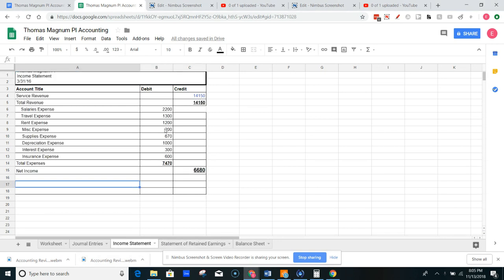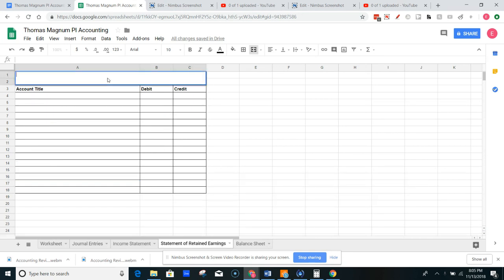Just like our income statement, where total revenue minus total expenses told us exactly what we needed to do, we come over here and put in our information. So this is Thomas Magnum PI account. This is our statement of retained earnings, and this is for 3/31/16, the quarter.